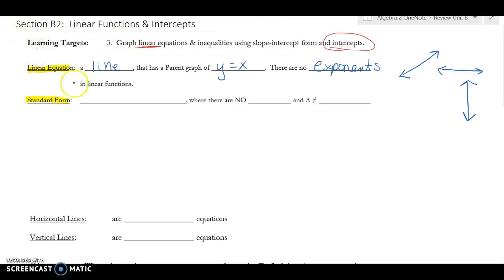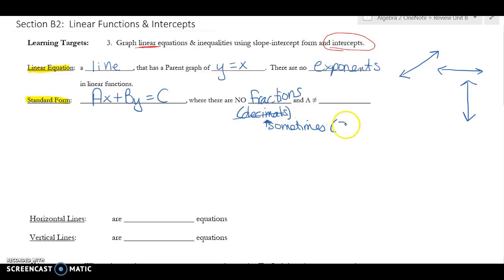Standard form is just ax plus by equals c, where there are no fractions or decimals. Sometimes we'll have decimals, but we prefer not to have decimals. So I'm going to cross that off because that's only for sometimes. When we're dealing with problems like money, then we might have decimals. But with our basic problems right now, we're not going to have decimals. The other thing is that a cannot be negative.